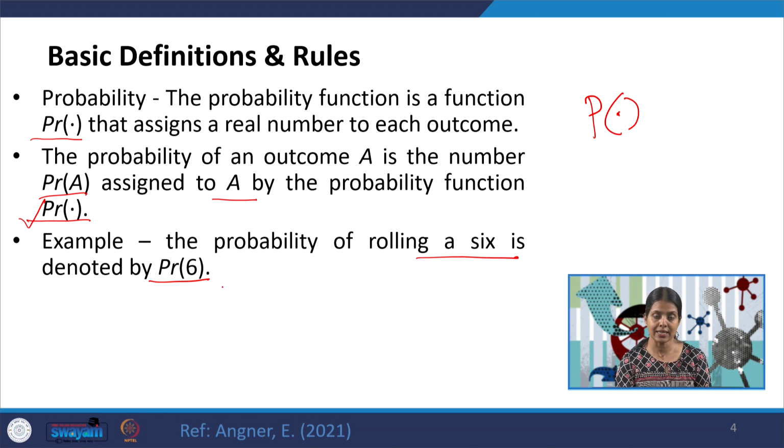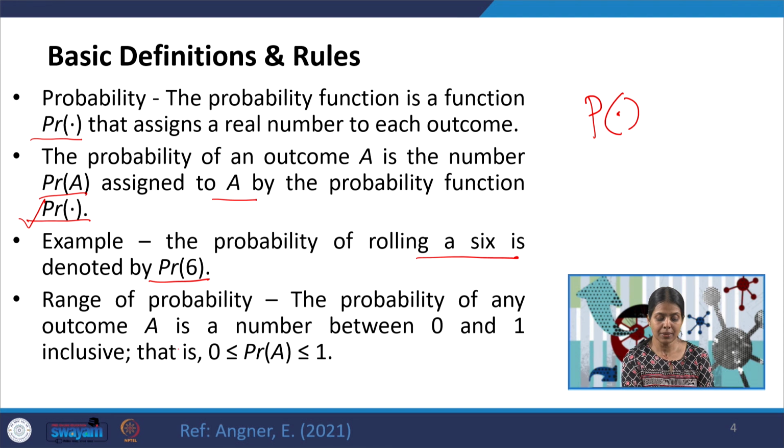The range of probability is that the probability of any outcome A is a number between 0 and 1 both inclusive. So, probability actually begins from 0. Something which cannot happen is given a probability of 0, and something which is certain to happen is given a probability of 1. Any other things which are possible take values between 0 and 1.